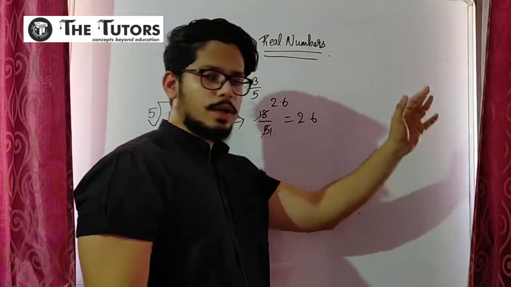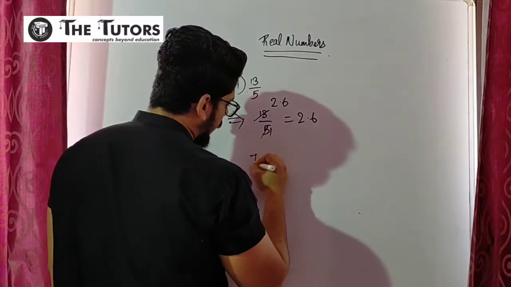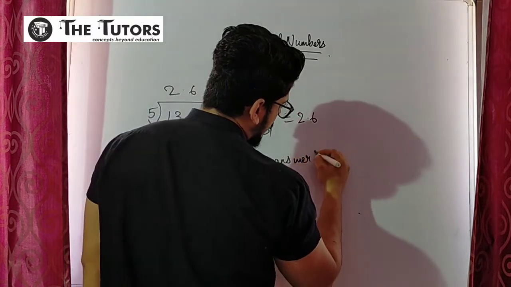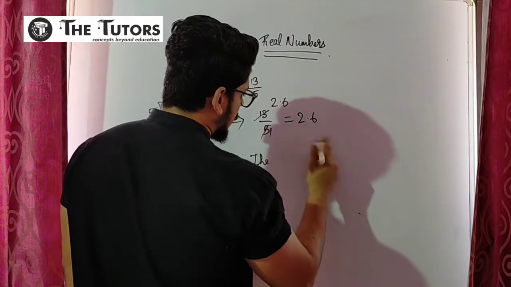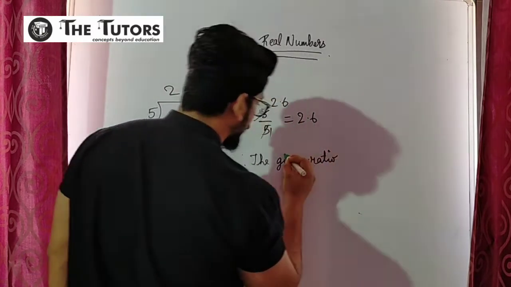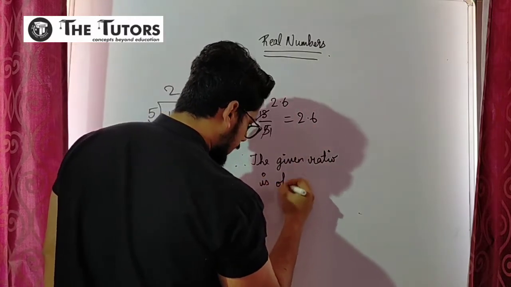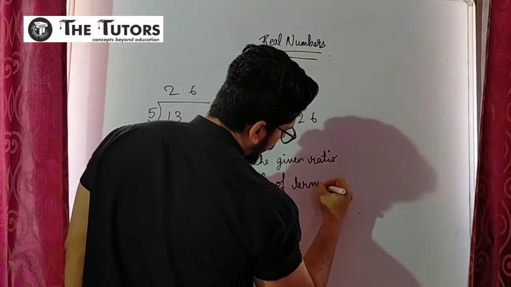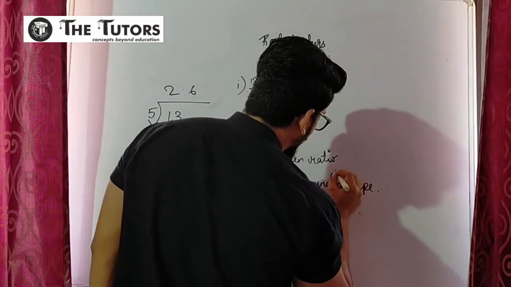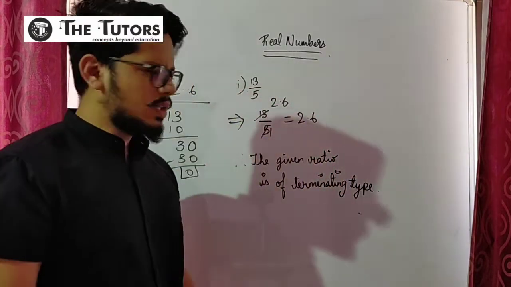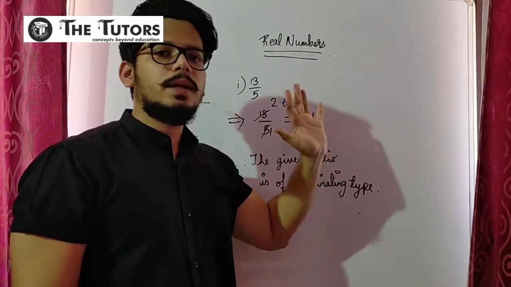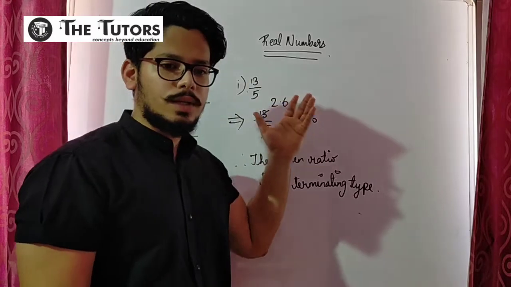The numbers don't keep going on. So therefore the given ratio is of terminating type, which implies the given ratio's decimal form stops at some point. Now it can be the first point, it can be the 14th point, but if it stops, it is a terminating decimal number or terminating rational number. Let's take the next sum.